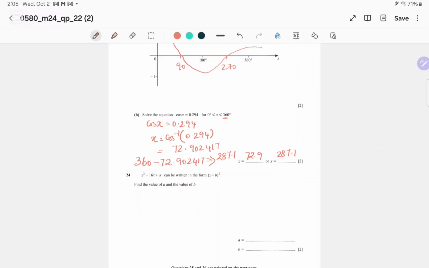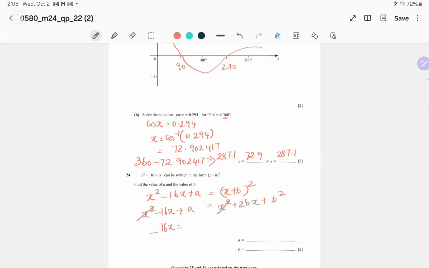Okay, the 24th question is here. x square minus 16x plus a can be written in the form x plus b the whole square. I will expand this part: x square plus 2bx plus b square. Here, x square minus 16x plus a. So these two x squares will get cancelled.